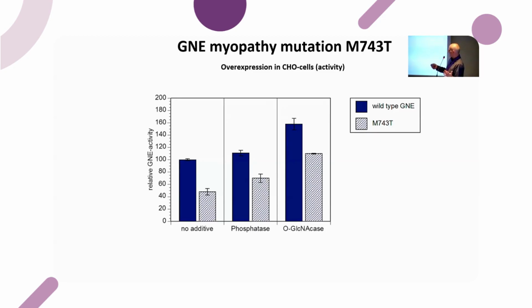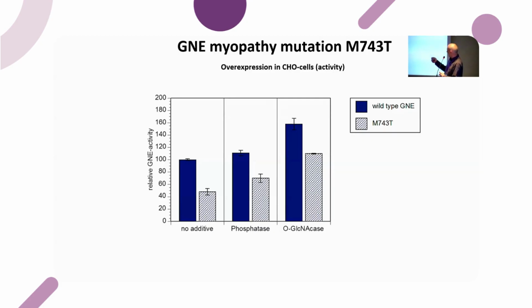When these preparations were treated with phosphatase, the activity of the wild type was more or less unchanged, whereas the activity of the mutant or variant is a bit increased compared to the phosphatase-untreated experiment. But what is very interesting is that using O-GlcNAcase, the enzyme which removes O-GlcNAc from the protein, dramatically increased the activity of the wild type.